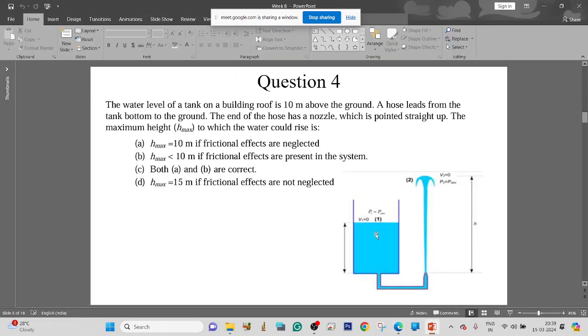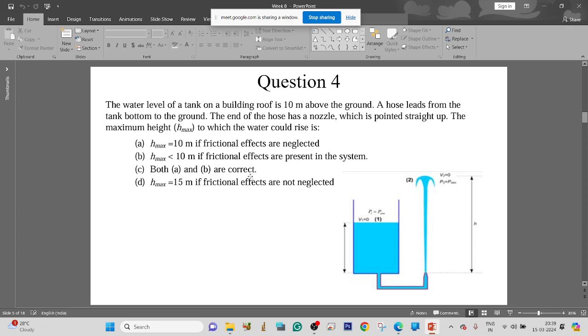We have many more questions to go. So the water level of a tank on the building is 10 meter above the ground level. A hose leads from the tank bottom to the ground. The end of the hose has a nozzle which is pointed straight up. The maximum height to which the water could rise is which of the following?